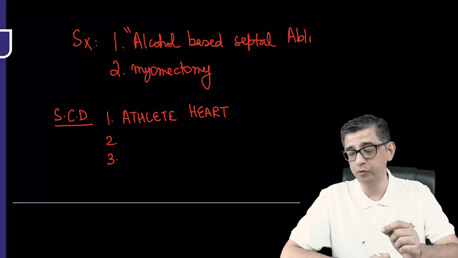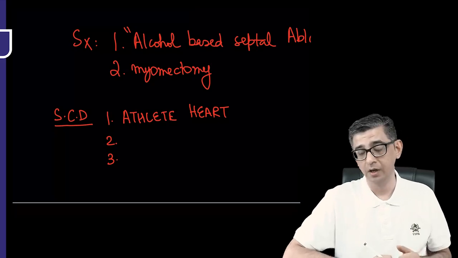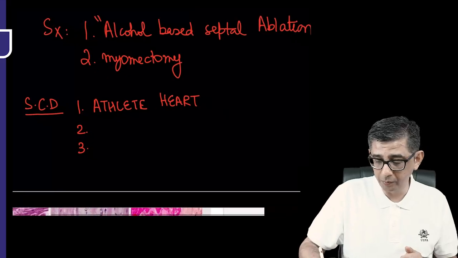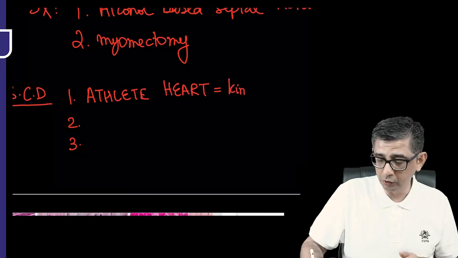And in a professional football match, if a young guy dies during playing football, then it could be athlete's heart. Now, in athlete's heart, what is the problem? In athlete's heart, the problem is that there could be kinking of the coronary artery.